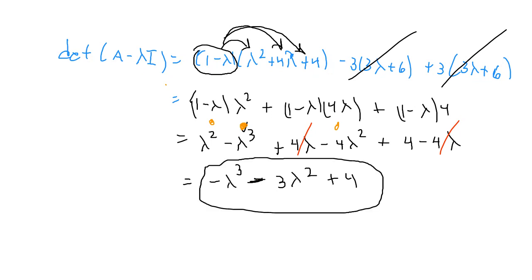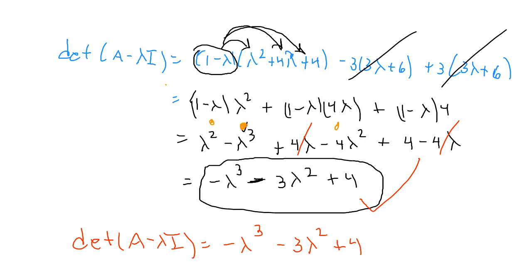Now, it's fine getting the characteristic polynomial, but what's more interesting to me is getting this characteristic polynomial in factored form. Ultimately to get the eigenvalues, we want the determinant of A minus lambda I, which is negative lambda cubed minus 3 lambda squared plus 4. We want to set that equal to 0, right?